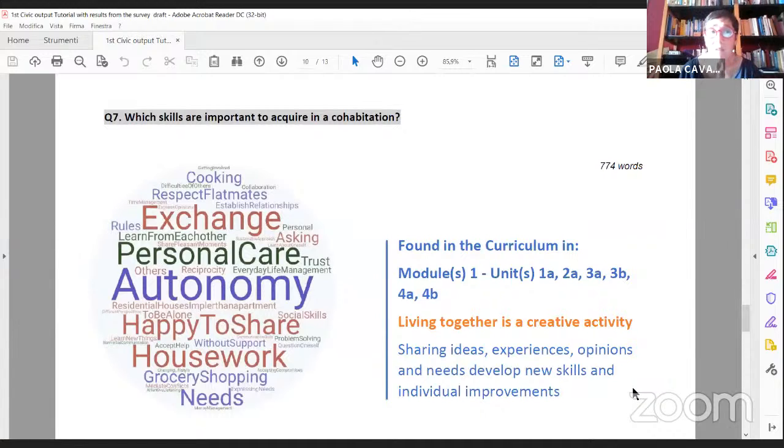Question number 7. Which skills are important to acquire in a cohabitation? Exchange, personal care, autonomy, happy to share, housework, grocery shopping, needs, asking, learn from each other, respect flatmates, cooking, difficulties of others, collaboration, rules. Living together is a creative activity. Sharing ideas, experiences, opinions, and needs, develop new skills and individual improvement. 770 words, 74 words.